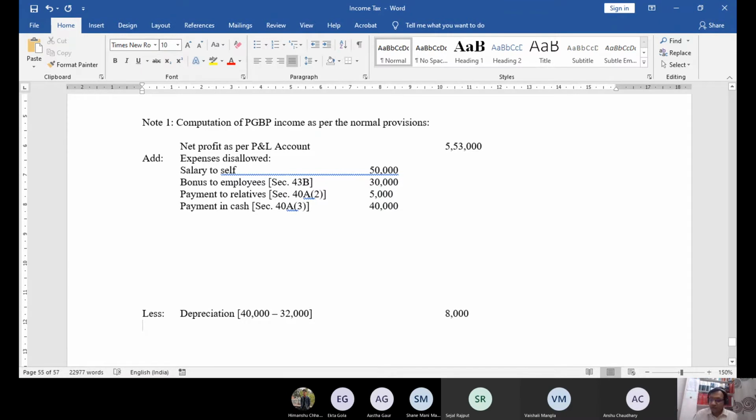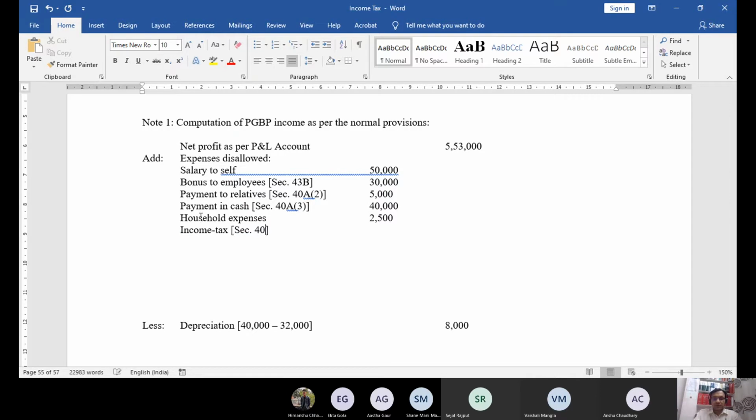All adjustments are clear, and now you come back to the P&L account. Purchases, no problem. Salary, bonus, and commission clear. Household expense, add back, because it does not satisfy the conditions of section 37 subsection 1. It is my personal expenditure. Add back. 2,500. Advertisement done, depreciation done, gift to customer, no problem. Income tax, add back. It is a disallowed expense under section 40 clause A.